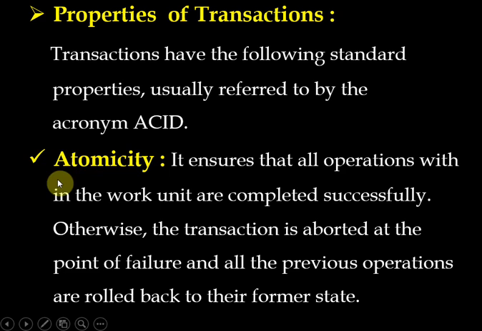First is atomicity. It ensures that all operations within the work unit are completed successfully, otherwise the transaction is aborted at the point of failure and all the previous operations are rolled back to their former state. That is the use of the atomicity transaction property in the database.